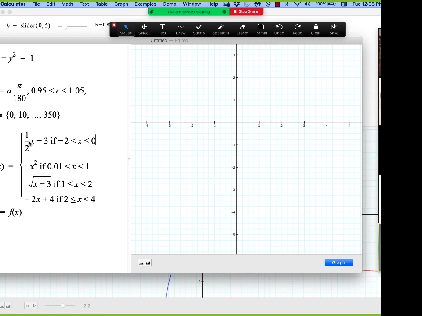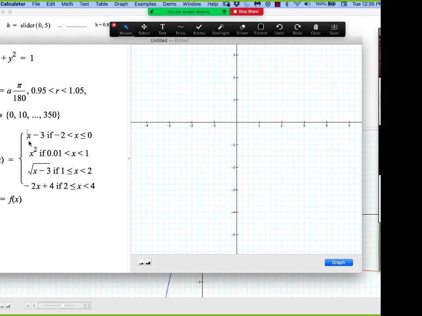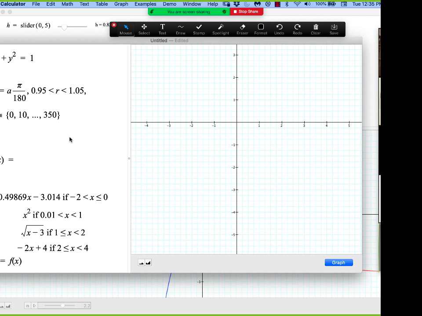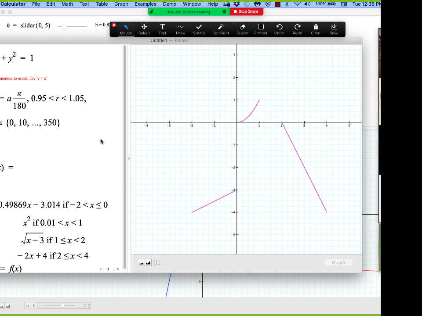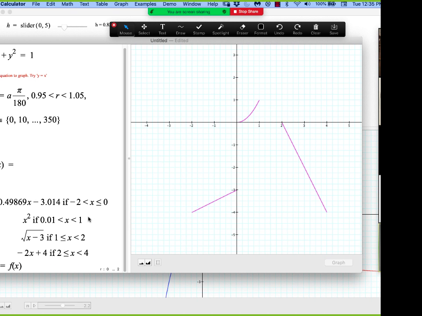suppose I have something crazy here, like 0.49869 x minus 3.014. All right, and I want this to come in and start exactly at the point where the line leaves off, right? So I want this parabola to come in and start right where the line leaves off. How can I do that?